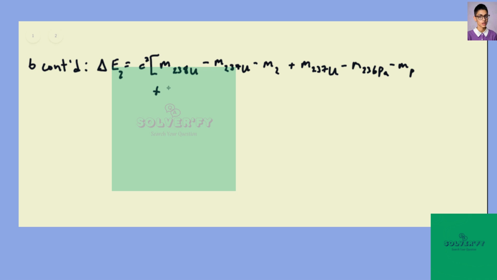Then our next step: the mass of protactinium-236 minus the masses of the 235 and the neutron we just removed in this step, plus the next decay, which is protactinium-235 minus the thorium and the proton.